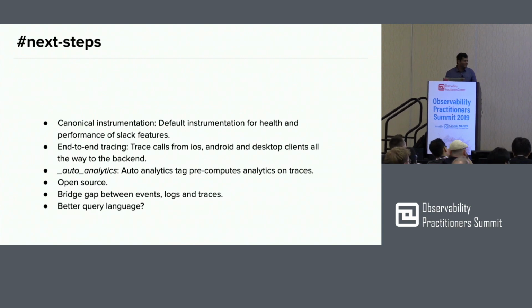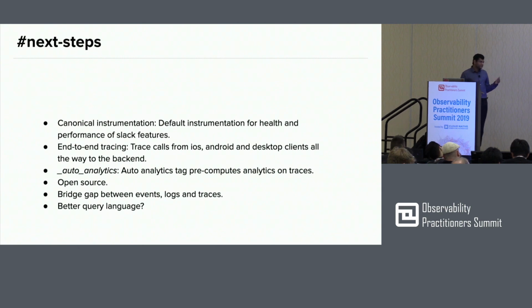And in future, we want to build canonical instrumentation based on trace data. As I said, we were able to ask a lot of questions about the trace data that we couldn't ask before. So what we want to do going forward at Slack is make the trace data the default canonical instrumentation. So when we launch a new feature without adding any additional instrumentation, we want the trace data to answer basic questions about the health and performance of our application.